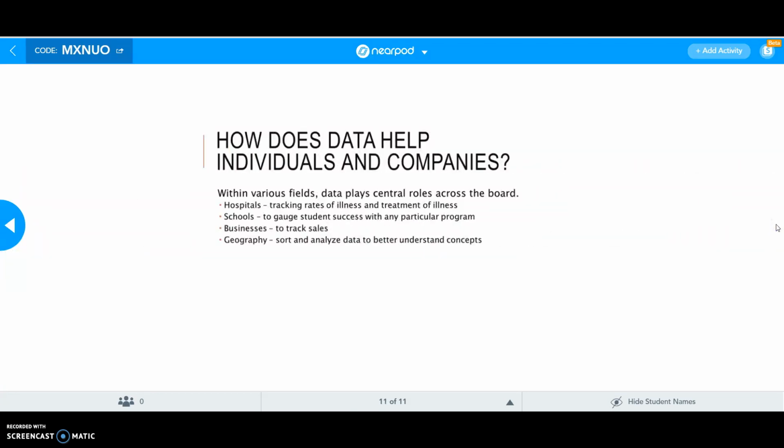And this is how does data help individuals and companies. And so this once again provides some real world examples and things like that to help the student understand and more eloquently articulate why they want to collect data and how it's relevant to their education.